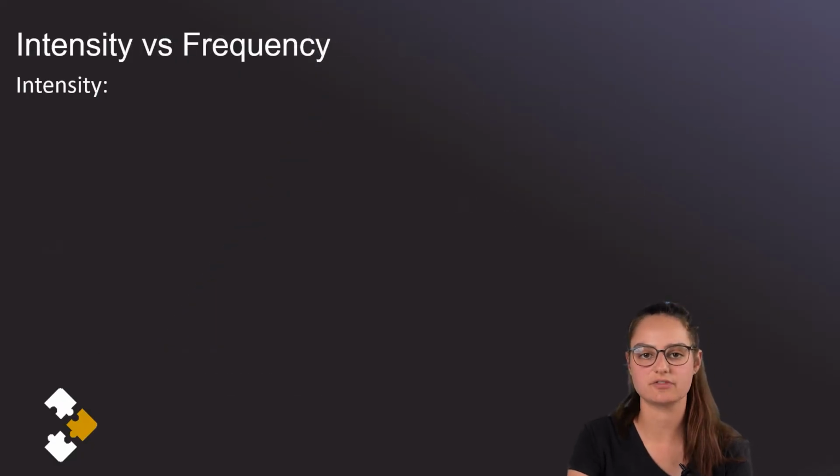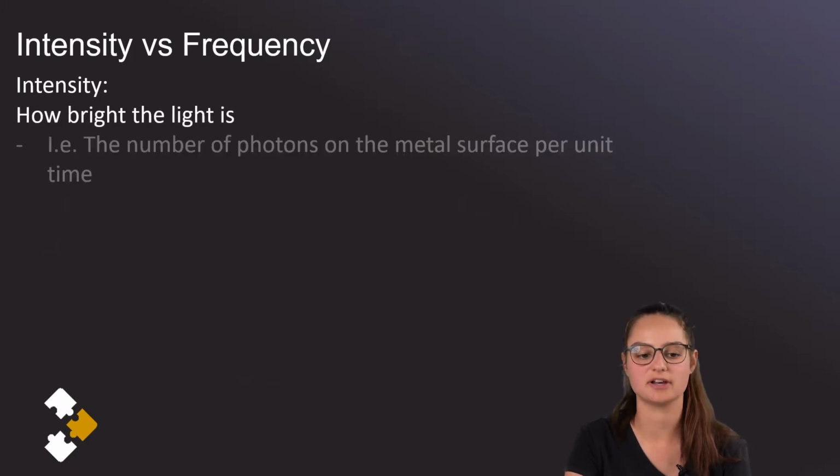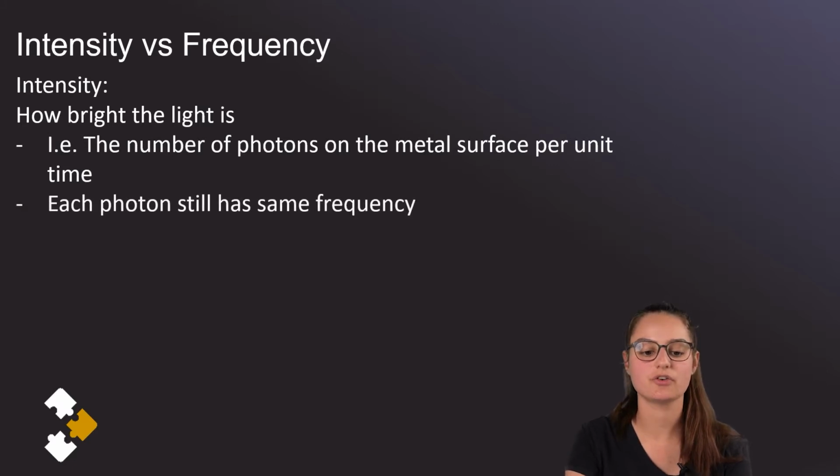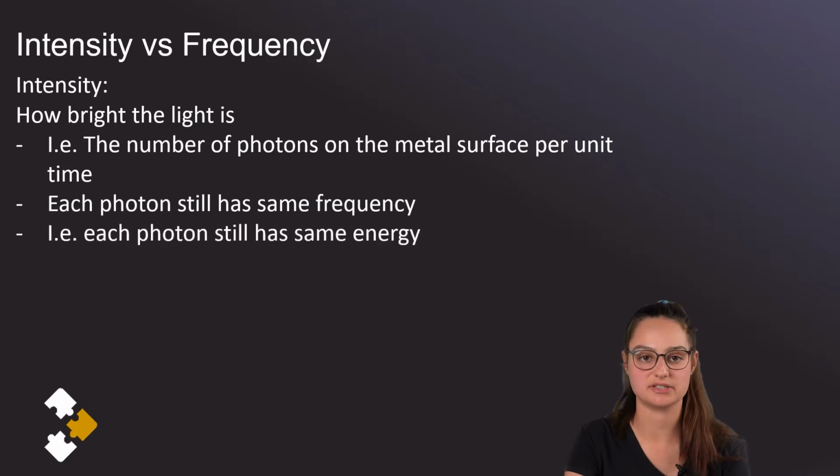At the intensity versus the frequency. So intensity is how bright the light is, i.e. the number of photons on the metal surface per unit time. Each photon still has the same frequency, i.e. each photon still has the same energy.